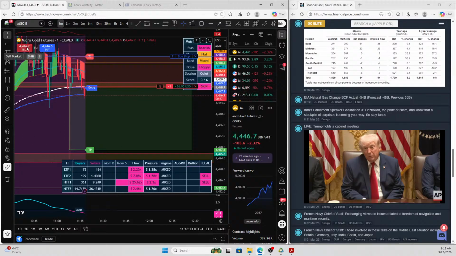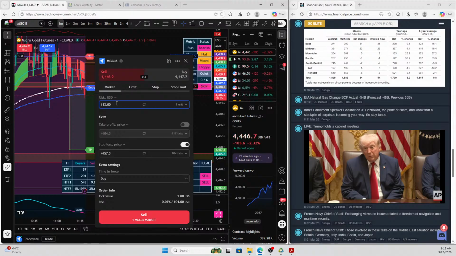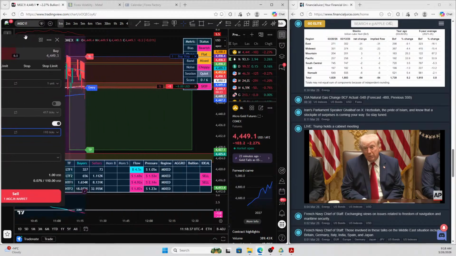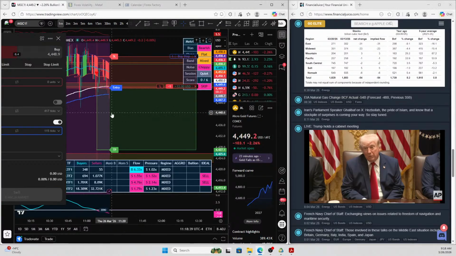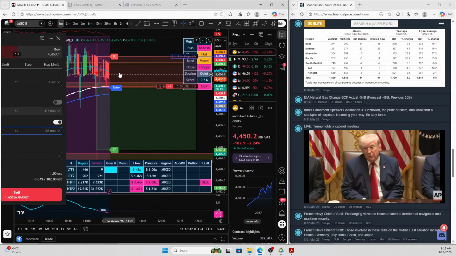I might add one more contract here. It's like 4460. Yeah, this level is really important. If this breaks, that's when you would be adding more.